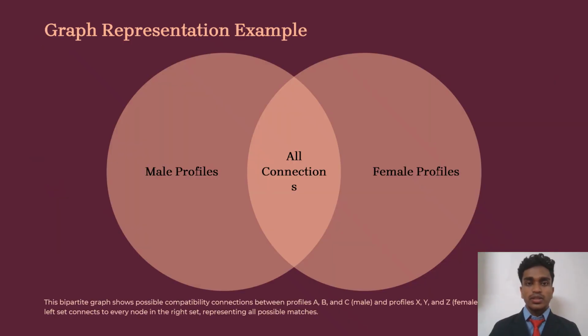This slide shows a simple example of a bipartite graph representation. On the left side, we have male profiles A, B, and C. On the right side, we have female profiles X, Y, and Z. Each line between them represents a possible compatibility connection. In this example, every male profile is connected to every female profile, meaning that all possible matches are considered initially. Later, algorithms analyze these connections and determine which pairs are the most compatible.